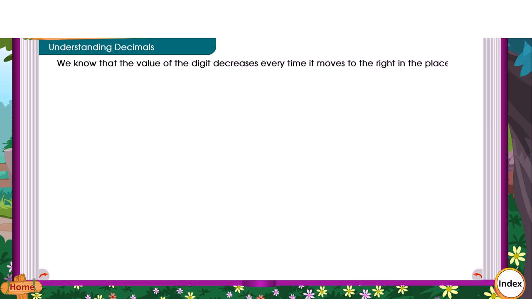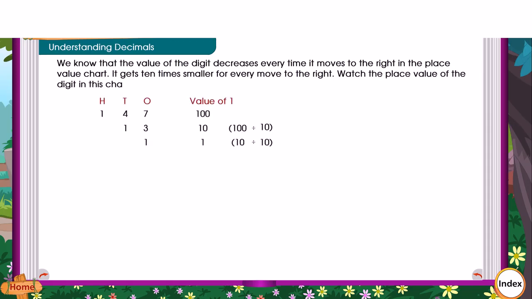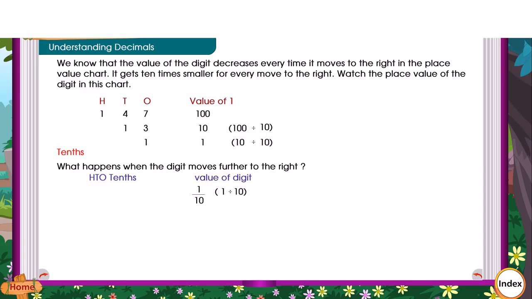Understanding decimals. We know that the value of a digit decreases every time it moves to the right in the place value chart. It gets 10 times smaller for every move to the right. Watch the place value of the digit in this chart. Tenths. What happens when the digit moves further to the right? Hundreds, tens, ones, tenths: 0.1. Value of digit 1 divided by 10.